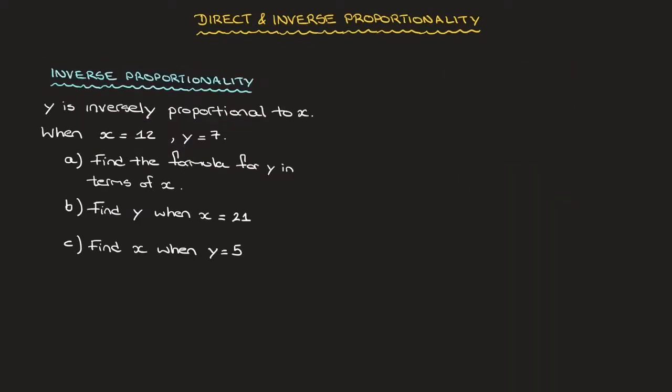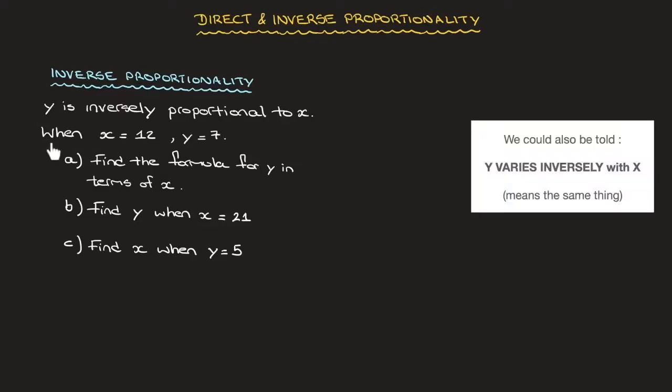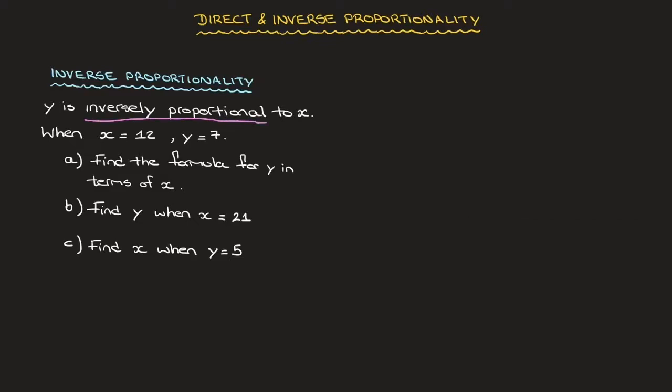In this case, we're told that y is inversely proportional to x. And we're told that when x equals 12, y is equal to 7, and we're then given three questions to answer. Now, the first reflex to have is to realize that we're told that y is inversely proportional to x. And without even thinking, that allows us to state that there has to be some number k such that y is equal to k over x. And once again, k is known as the constant of proportionality.